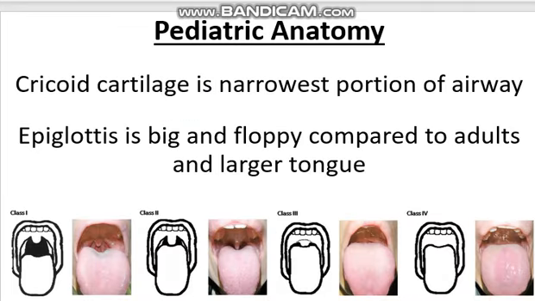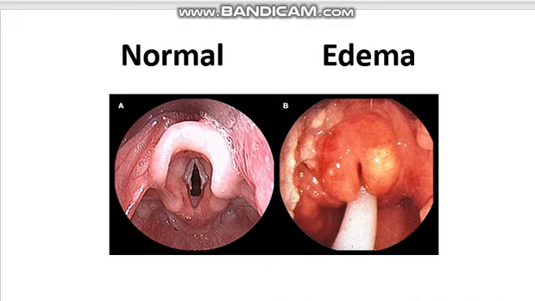Pediatric anatomy. The cricoid cartilage is the narrowest portion of the airway. The epiglottis is big and floppy compared to adults and they have a larger tongue. Below is an image showing the grading scale of an unobstructed airway. This is a side-by-side of a normal airway and one with edema.